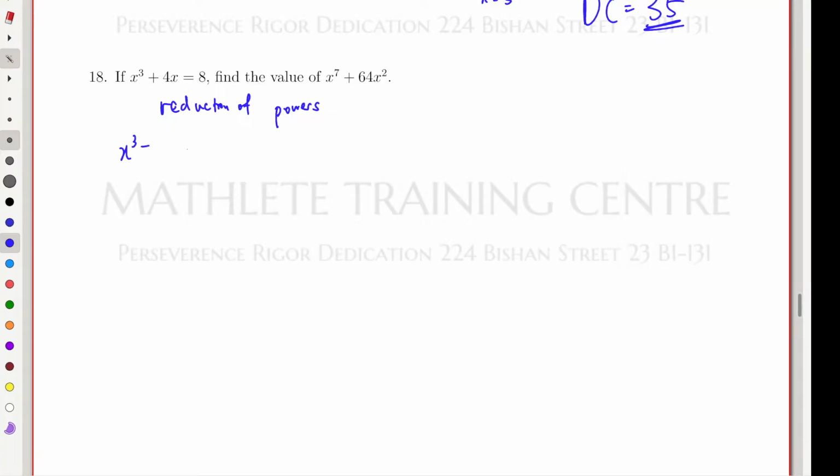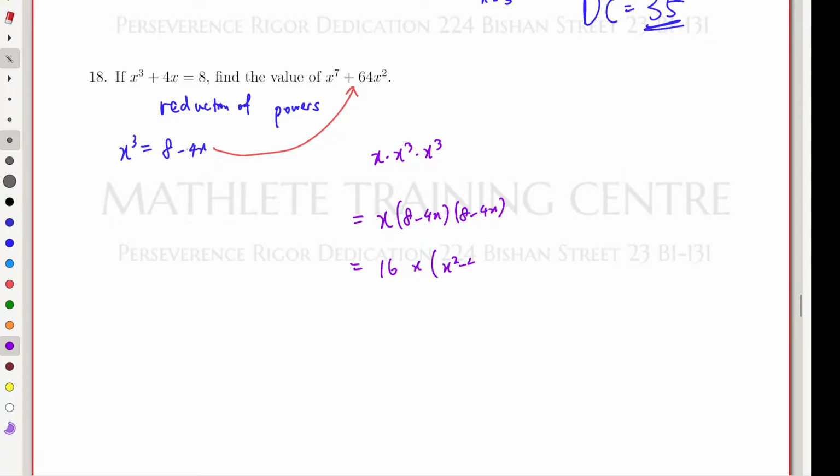Reduction of power says x cubed is 8 minus 4x. So I'm going to take this and put it inside here. x power 7 is what? It is x times x cubed, isn't it? So that's going to be x times (8 minus 4x) times (8 minus 4x). To make our job a little bit easier, let's take out the 16. So you have 16 of x. Then 2 minus x and 2 minus x multiplied together will give you what? That's x squared minus 4x plus 4. So actually that's going to be 16x cubed minus 64x squared.